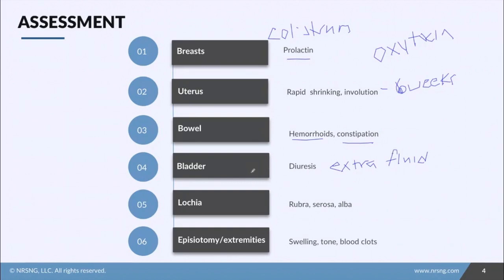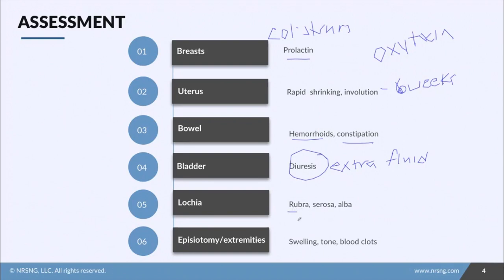And so with this, they're going to have a big diuresis occur. So those fluid shifts are going to happen to get that extra fluid out of the body because we don't need it anymore. And then lochia, or L. So this is just the bleeding that happens after delivery. So it's a progressive bleeding.